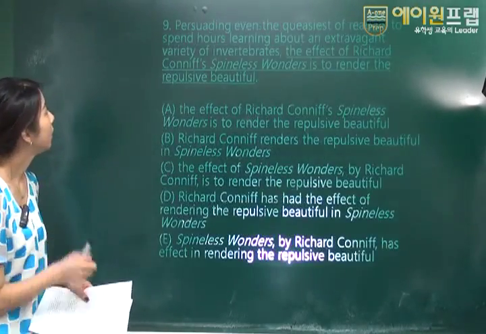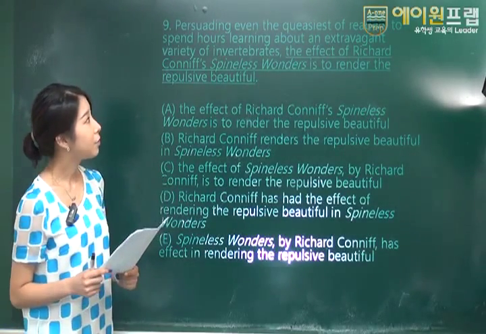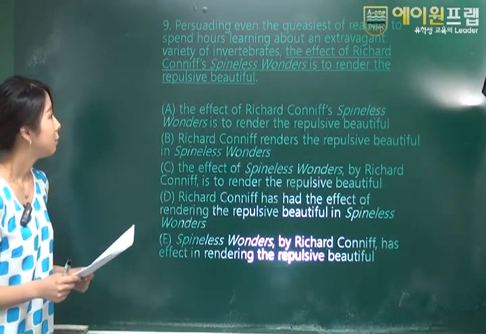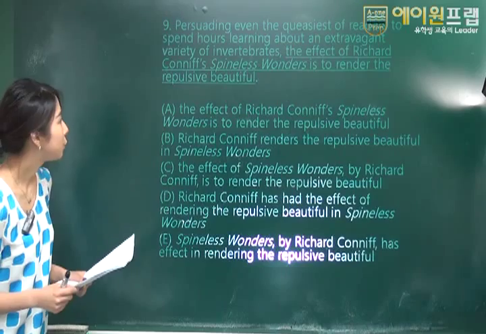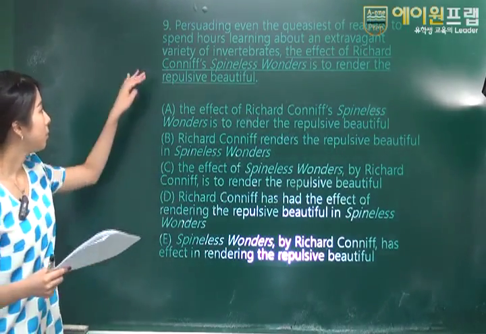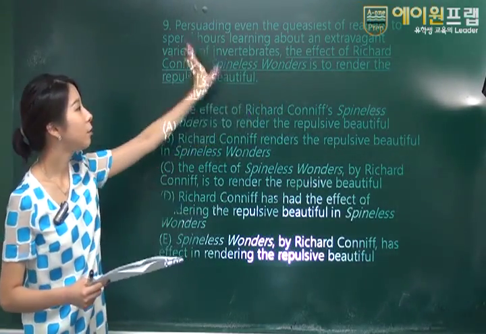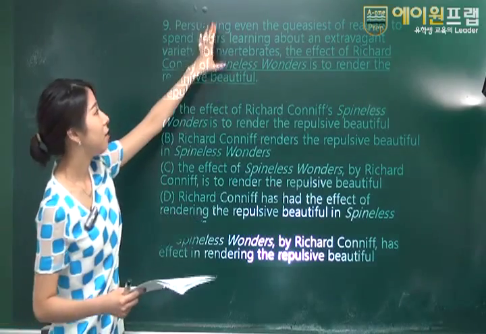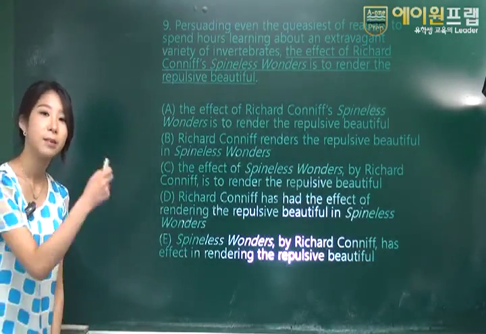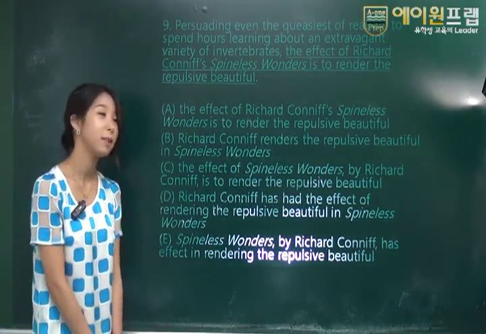Okay. Number 9, persuading even the queasiest of readers to spend hours learning about an extravagant variety of invertebrates. The effect of Richard Conniff's Spineless Wonders is to render the repulsive beautiful. So this guy, Richard, wrote this book, Spineless Wonders, and it's so interesting that it even persuaded even the queasiest of readers. That's the context, right? So let's find the sentence that contains all that information and yet is grammatically correct.